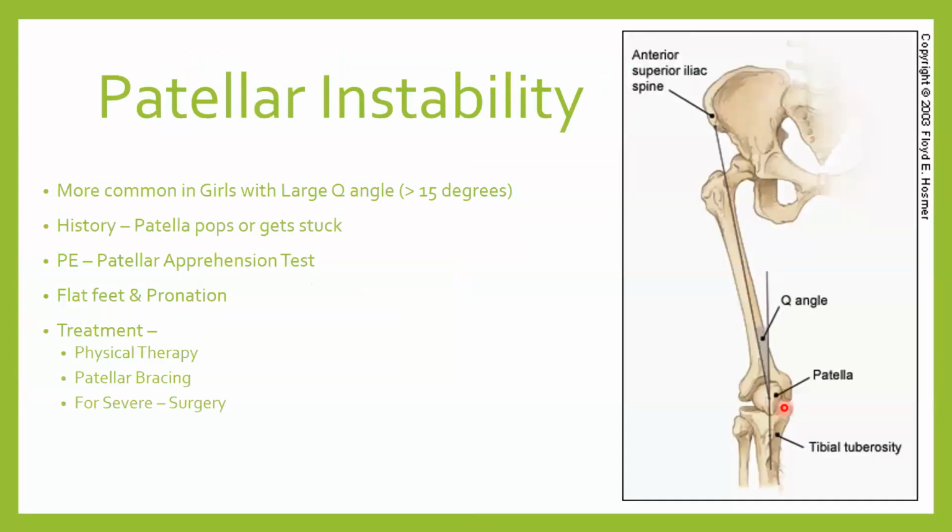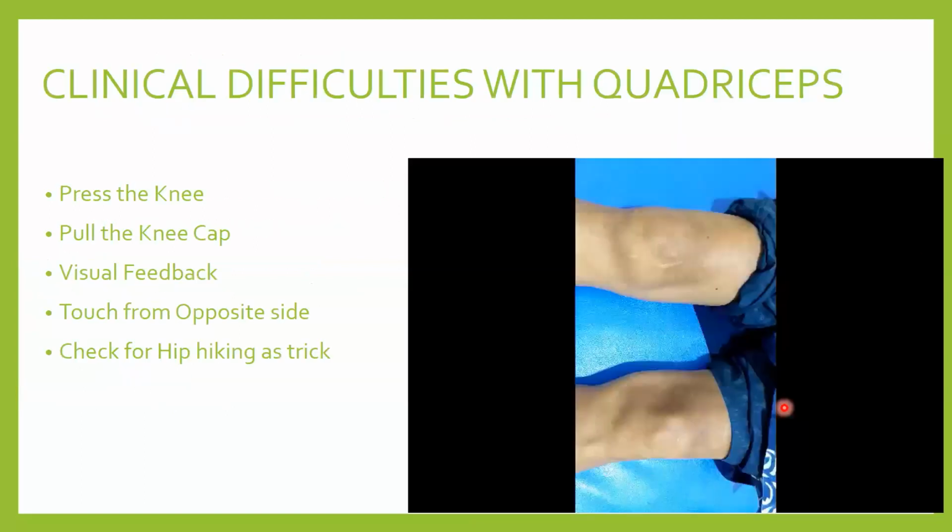So coming on to patella instability, the treatment is planned and informed. The difficulty with quadriceps is that there are various ways in which quadriceps are activated. Some people tell the patient to press the knee. Some ask them to pull the kneecap. But visual feedback will help the patient, where they can appreciate the contraction of the good leg, and they can also use their hand to touch and feel using proprioception.